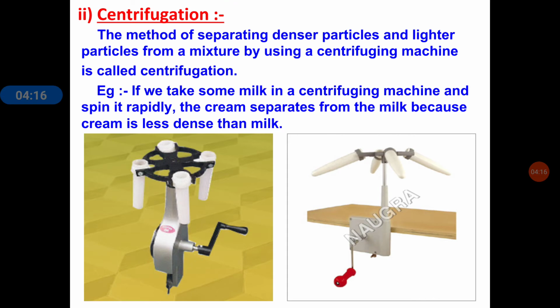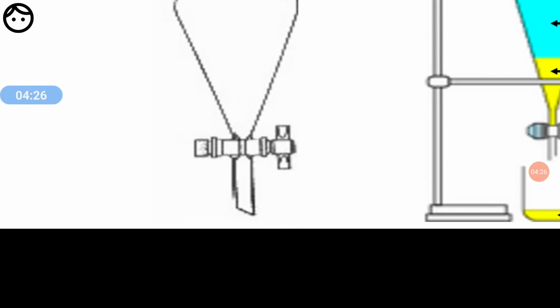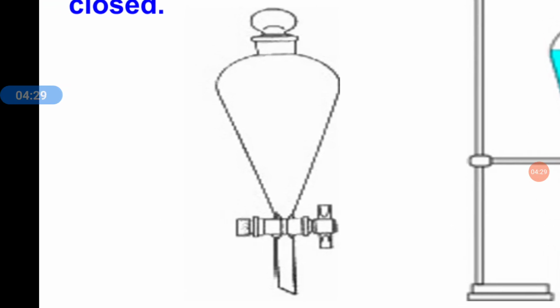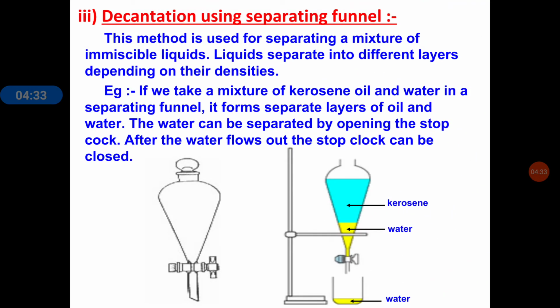Then see, the next method of separation is decantation. This method is done with the help of a separating funnel. This is a picture of a separating funnel. This separating funnel is used to separate immiscible liquids. So decantation is a process in which two immiscible liquids can be separated. But these immiscible liquids should have a difference in their densities.